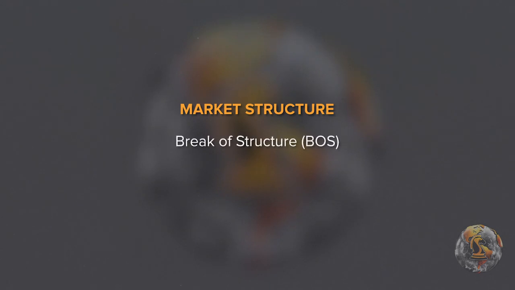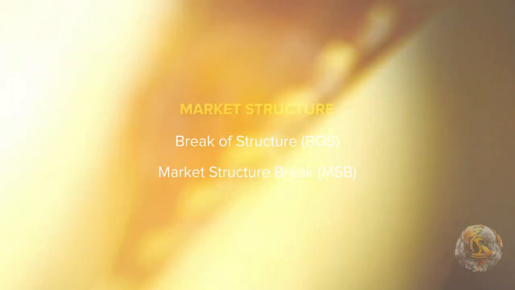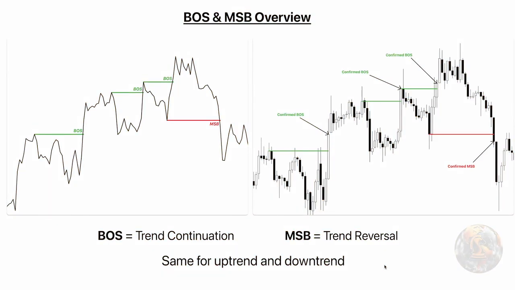So, what we have in market structure are two key terms that I want to cover now before we get into a deeper dive. They are break of structure, BOS, and market structure break, MSB. Put very simply, a break of structure is what you mark when the trend continues. So in an uptrend, when it makes a new high, that is called a break of structure. In a downtrend, if it makes a new low, that's a break of structure.